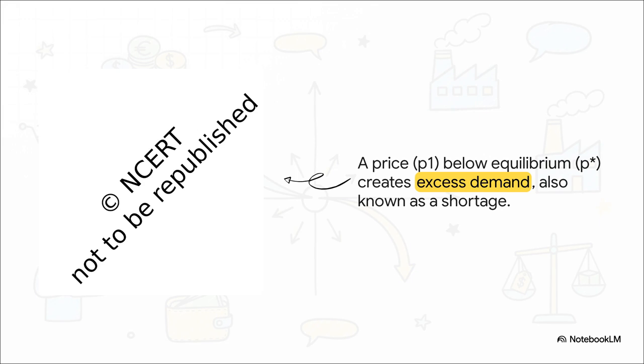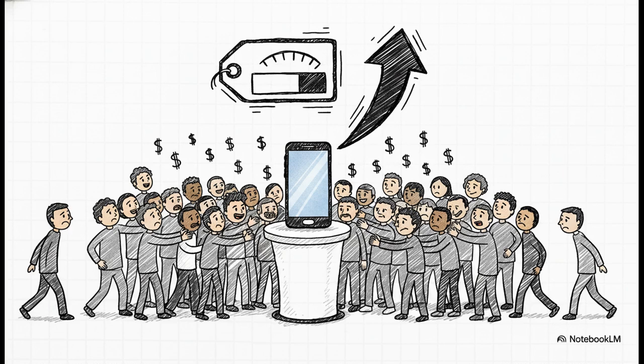And that creates a shortage. This is that crazy rush for concert tickets or the latest phone the day it comes out. And you know what happens then, right? When you have a huge line of people all trying to buy a few items, people start offering more money. The price gets bid up. And as the price rises, sellers get excited to make more, while some buyers decide it's not worth it anymore. And once again, that invisible hand pushes us right back toward equilibrium.